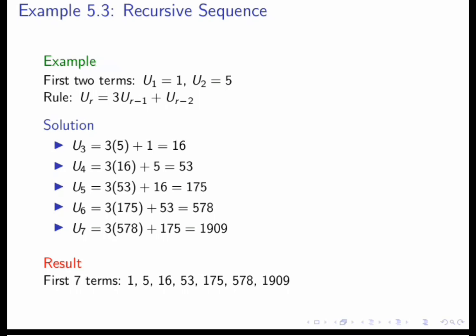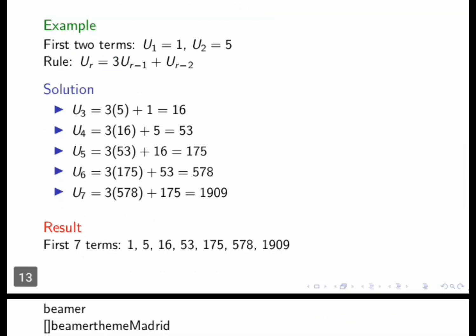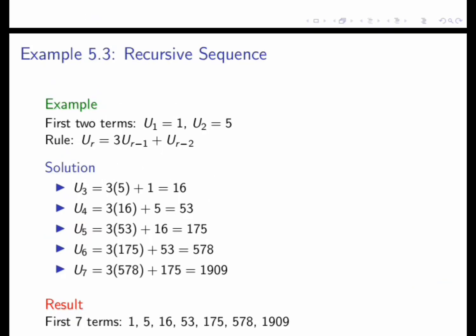What is u3 minus 1? u3 minus 1 is u2. What's u3 minus 2? u3 minus 2 is u1. We are already given u2 to be 5 and u1 to be 1, so you just substitute the values. That will be 3 times 5 plus 1, which is 16. That is u3. Now moving down to u4.